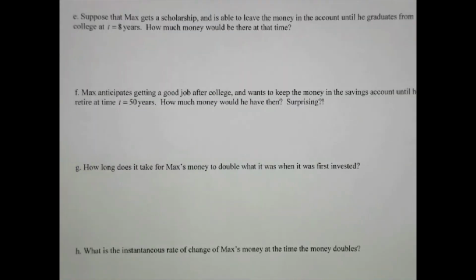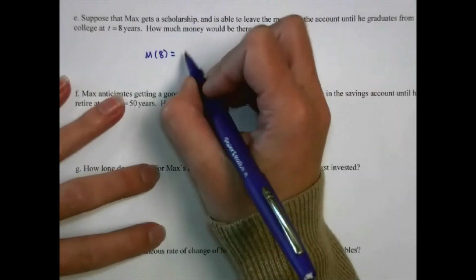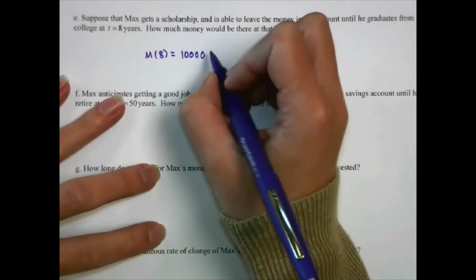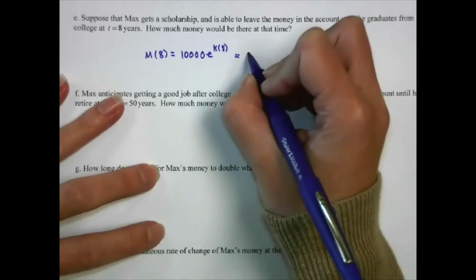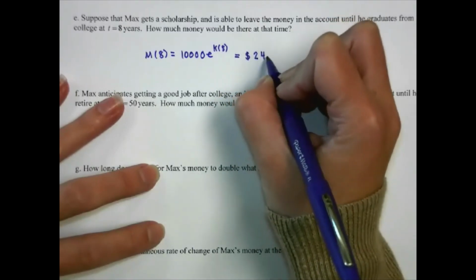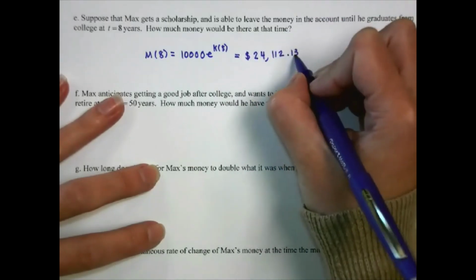So these extra questions, they're not really necessarily calculus questions, so you might just want to get the answers from the PDF or try them yourself, but I'll go through them quickly. Suppose he gets a scholarship and is able to leave the money in the account until he graduates at 8 years. How much money will he have? So M of 8 is 10,000 e to the k times 8, which you can type in the calculator. You'll get 24,112. So that money has grown pretty significantly if we started with 10,000.